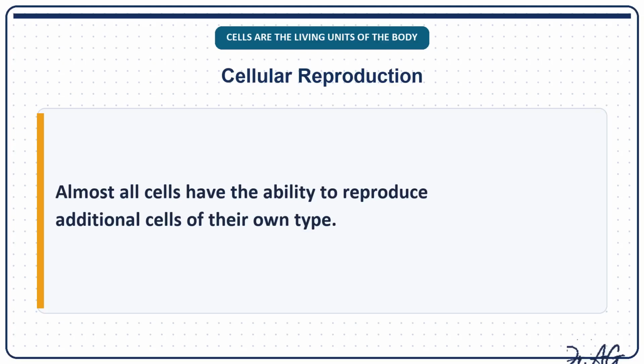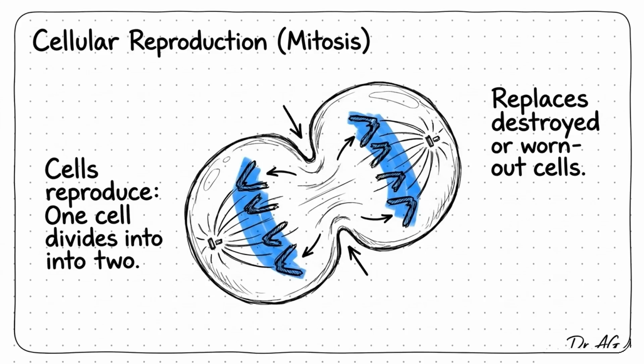Almost all cells have the ability to reproduce additional cells of their own type. When cells are destroyed, others divide to replace them. One cell splits into two identical cells. This is how the body renews itself.